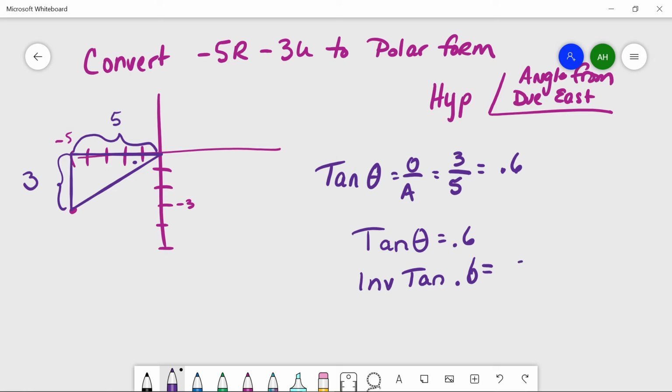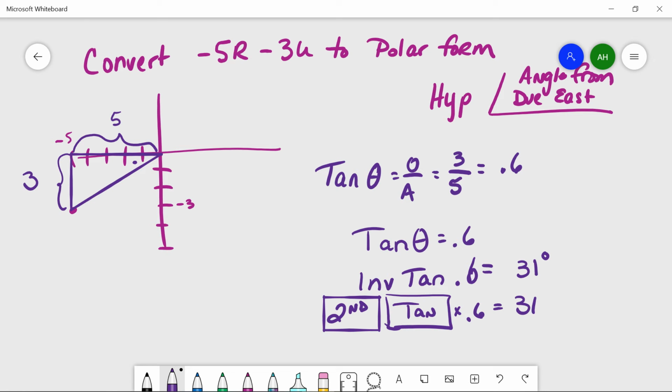All right, and we're going to find that equals 31 degrees. You need to figure out how to do this on your calculator, and Google is going to be your best friend. For me, I have to hit the second button, then the tangent button, and that gives me the inverse tangent. Then I hit 0.6 and equals, and it gives me the 31 degrees.